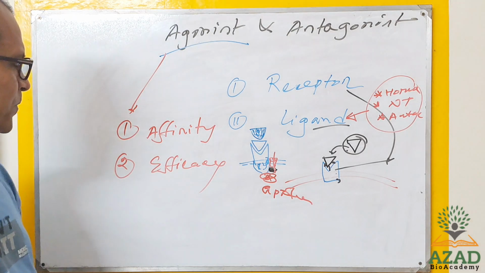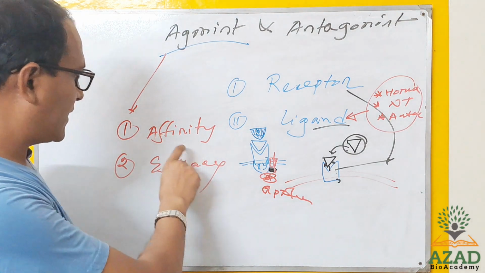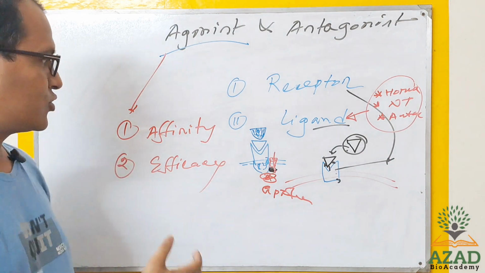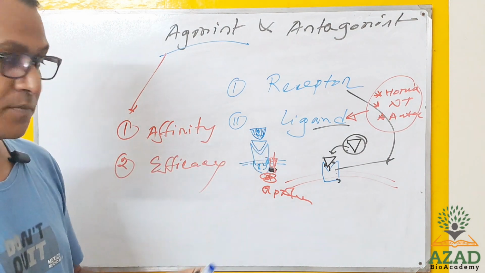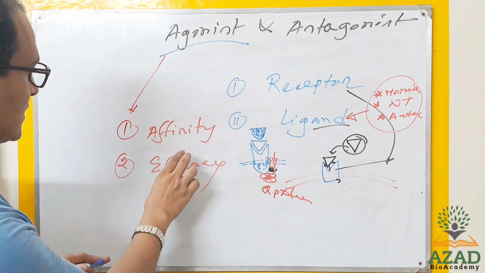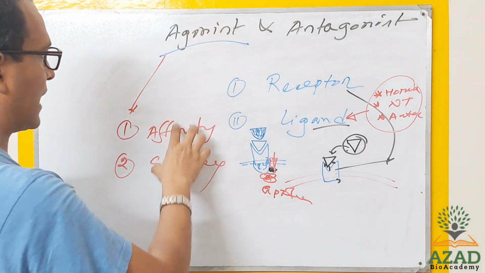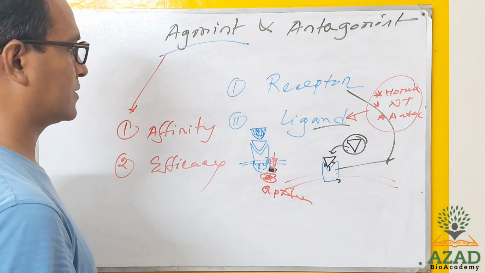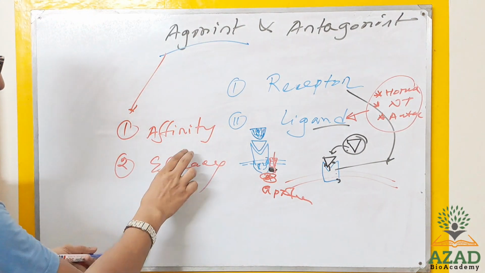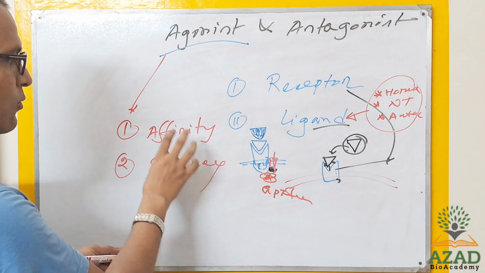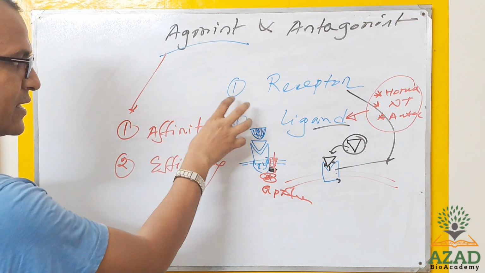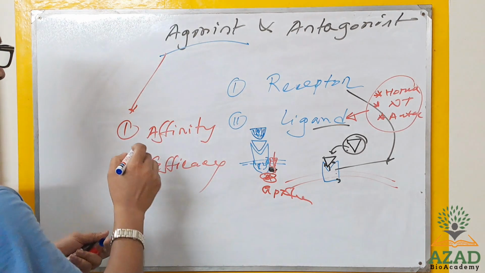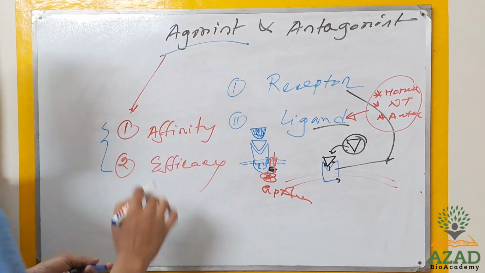Okay, so efficacy means intrinsic ability or inner ability to change the substance, the receptor. Okay, so that is the efficacy. So the agonist must have the ability to change the conformation. Okay, so the inner ability is efficacy, and only the binding attraction, or binding capability, is affinity. So agonists have both criteria.